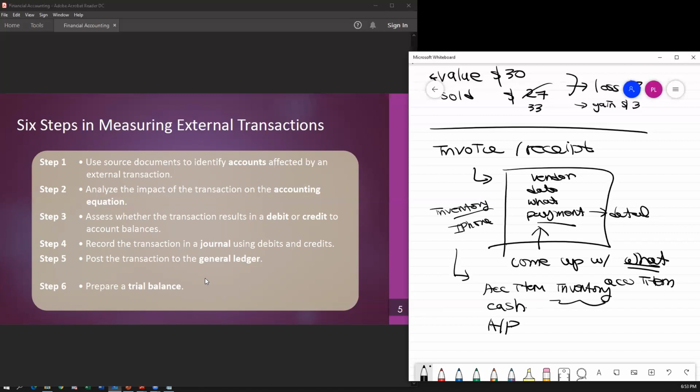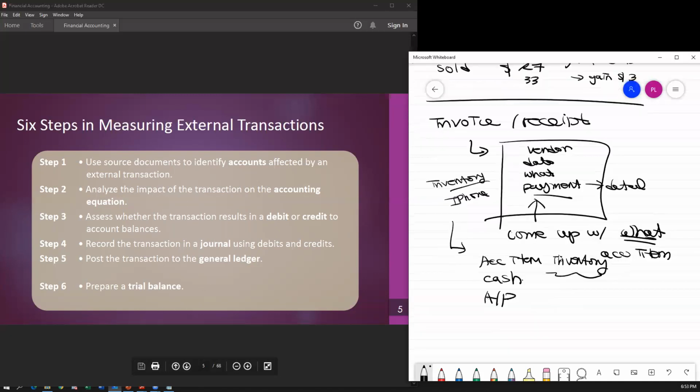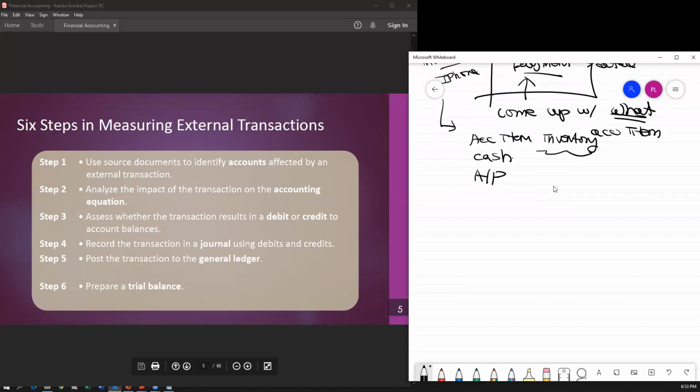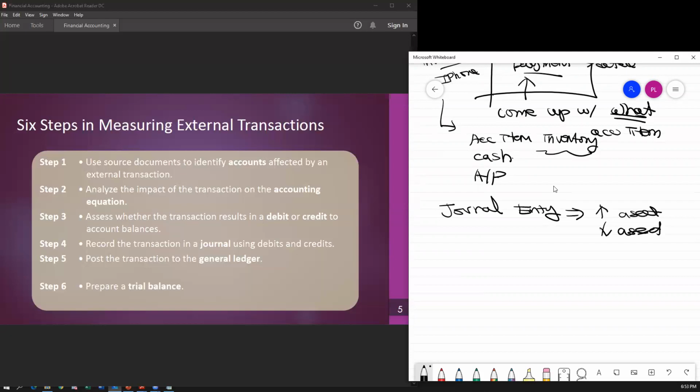Step 2 is analyze the impact of the transaction on the accounting equation. So basically what step 2 indicates is that you are going to be writing a journal entry, and that will tell you whether there was an increase in assets or decrease in assets, increase in liability, decrease in liability, or increase or decrease in shareholders' equity, okay? After you write the journal entry, make sure that this equation holds, okay?